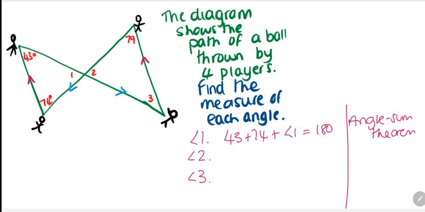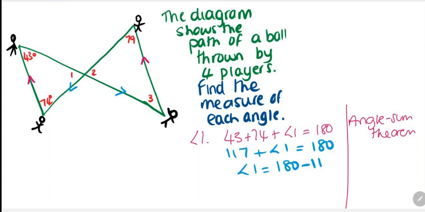So let's do that first. So 43 plus 74 is 117. So 117 plus angle 1 is 180. So if I minus 117, angle 1 is 180 minus 117, which is going to be 63 degrees. So we can write in that angle 1 is 63 degrees.